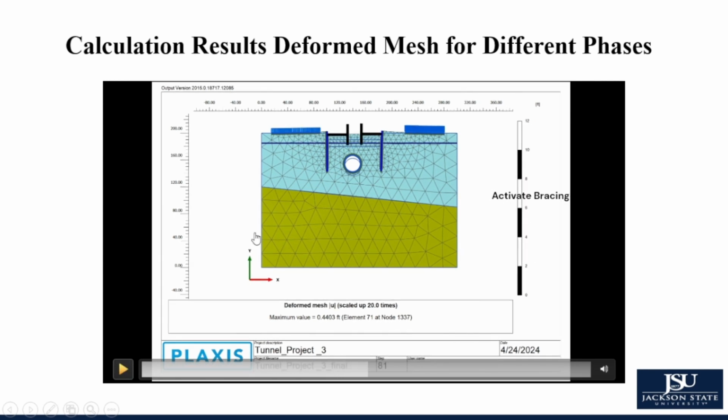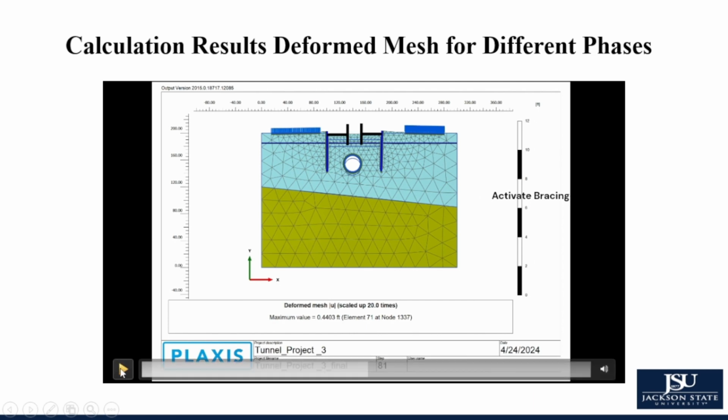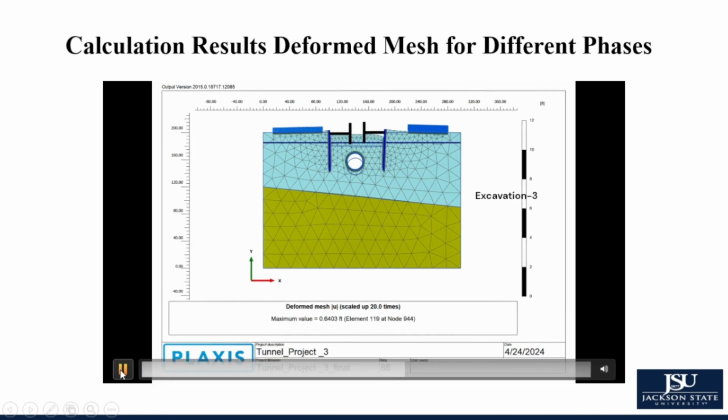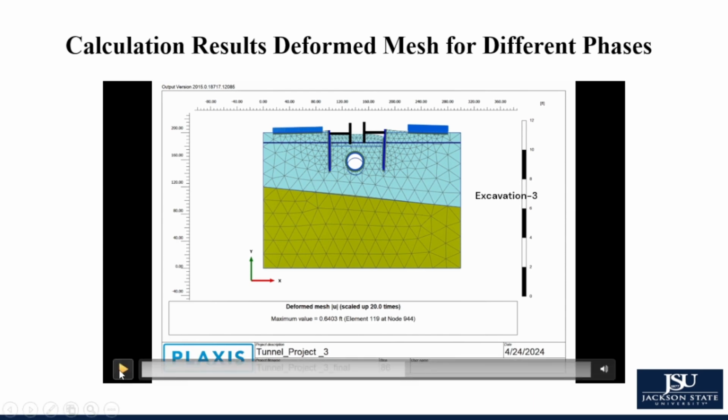Then what we did, we activated the bracing so that we can put the soil downwards again. And then this is the first bracing that we activated. And after activating the bracing, we did the third excavation, the third 5 feet. So we did the excavation in each step 5 feet. And then you can see that we did another excavation, the last excavation actually.